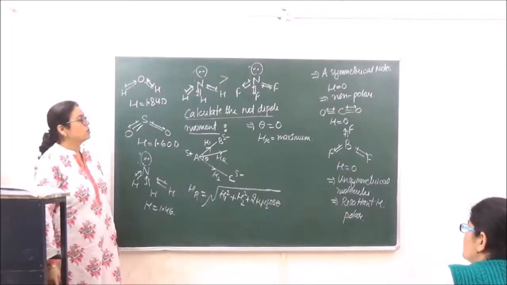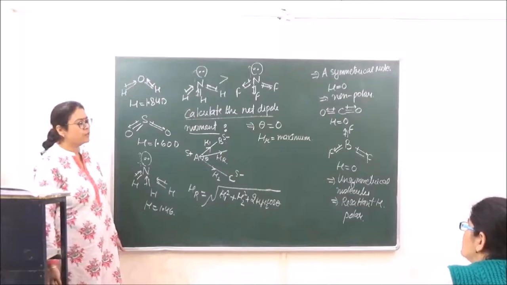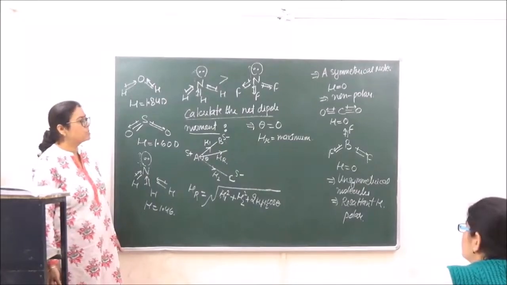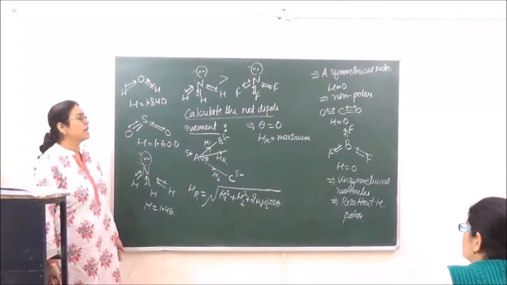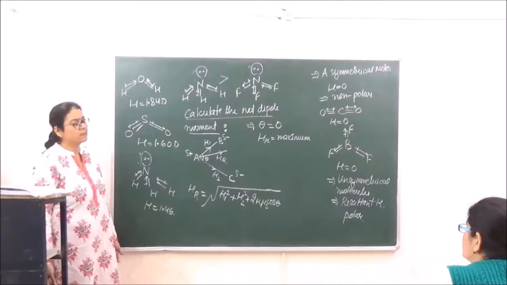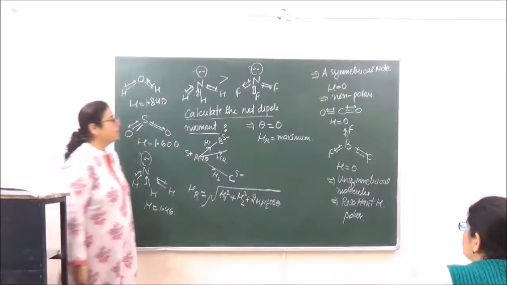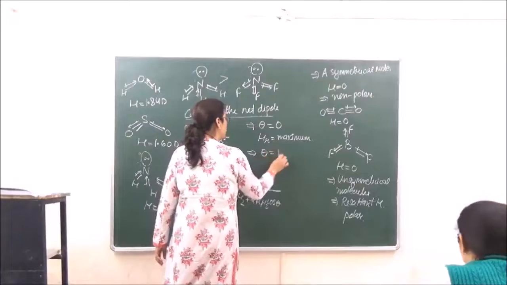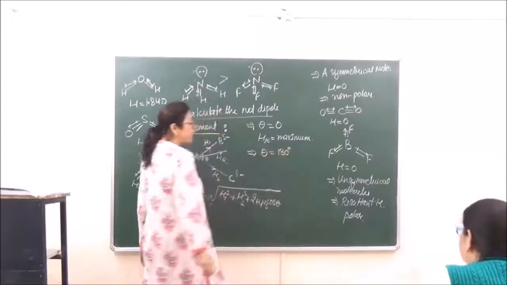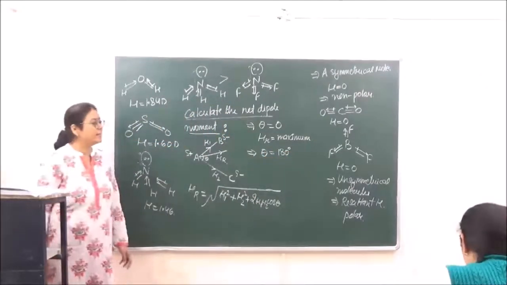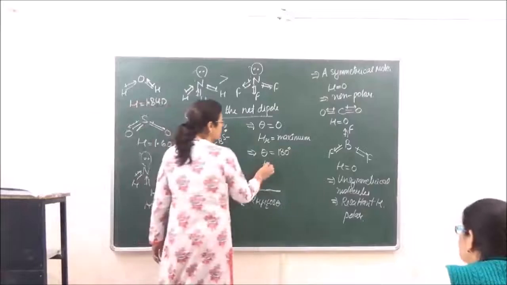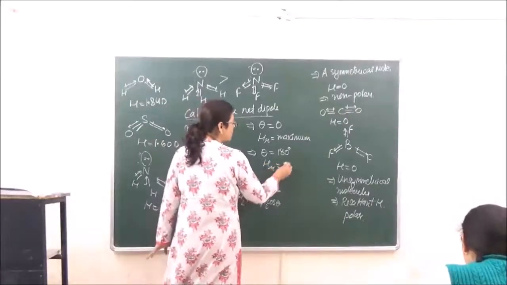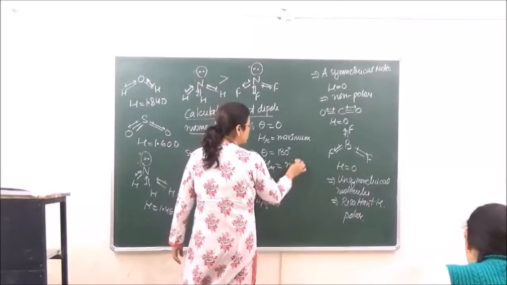Okay, so this generally happens for diatomic molecules. Theta is going to be equal to 0 for diatomic molecules. Therefore, the resultant dipole moment is going to be maximum. But if we take the value of theta as 180 degrees, in that case mu R will have a minimum value.